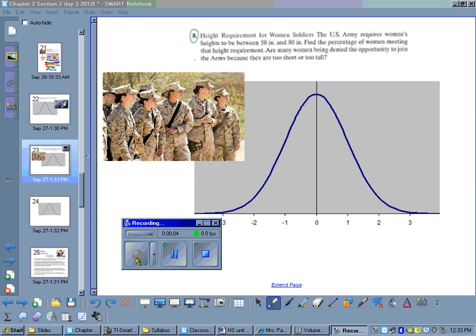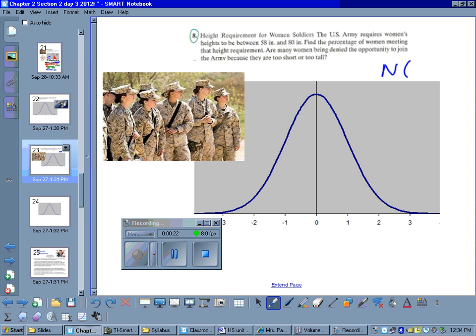We are going to use our class worksheet to find out what percent of women would be able to join the Army. They have to be between 58 and 80 inches tall. And we were told at the beginning of this worksheet that women have a height with a mean of 63.6 inches and a standard deviation of 2.5. That's correct, isn't it? Okay.